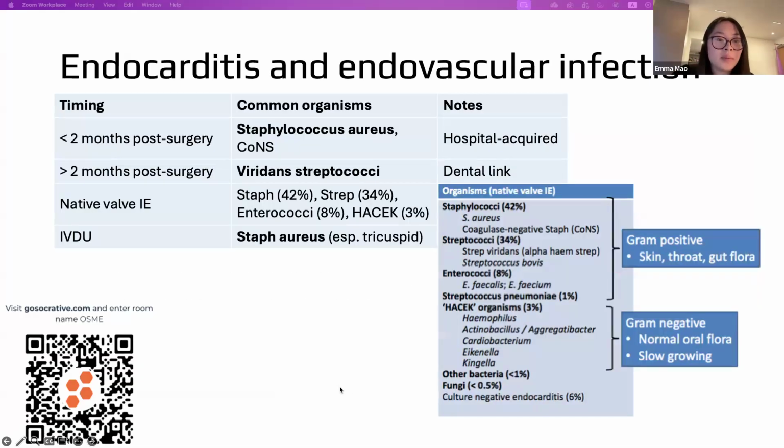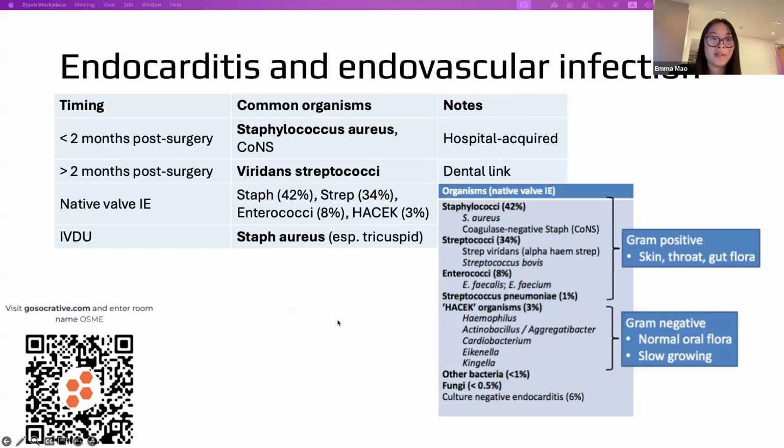And here's a quick table summarizing the common organisms that cause endocarditis. Acutely, it's usually Staph aureus and also the coagulase negative staphs, like Staph epidermidis. Then we have the period 2 months post-surgery. There's a dental link, the Viridans streptococci, with native valves. You can read them here. And then intravenous drug users is often Staph aureus as well.